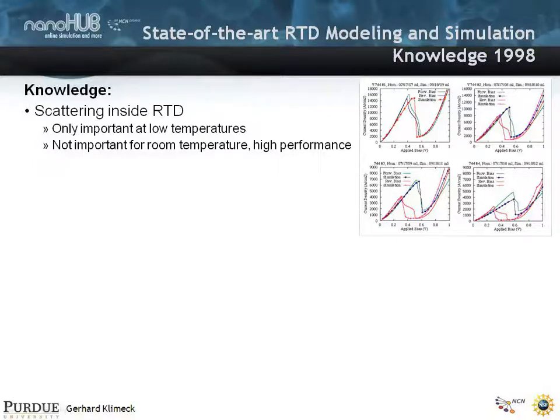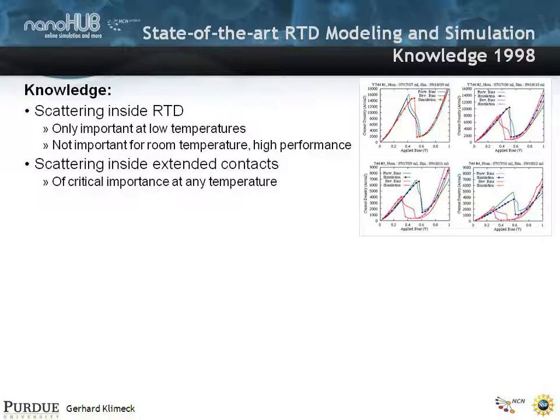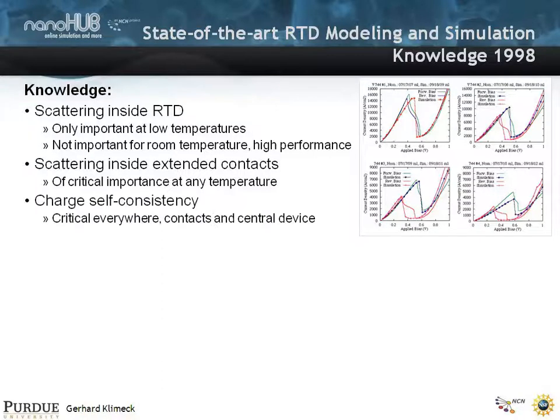And that gets me to the conclusion of this segment, where I like to state my personal opinion of where the state of the art in 1998 was. Scattering inside the RTD is only important at low temperatures. It's not important for room temperature high performance devices. Scattering inside the extended contacts is of utmost criticality to properly model the filling of these notch states and their broadening and the injection of carriers into the central device. Charge self-consistency everywhere in this device, not just in the Mickey Mouse central region, but in the big device, is critical.